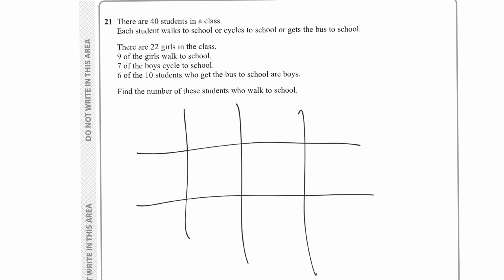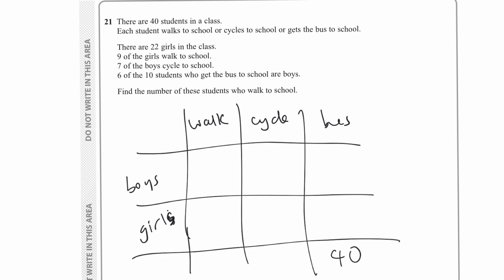So we could have mode of transport: walk, cycle, take bus, and we can have boys and girls. And we've got a total of 40 students. So we know that 7 boys cycle, 9 girls walk to school, and it says 6 out of 10 of the students who get the bus. We know 10 students get the bus in total. So I'm actually going to move that 40 over to here.